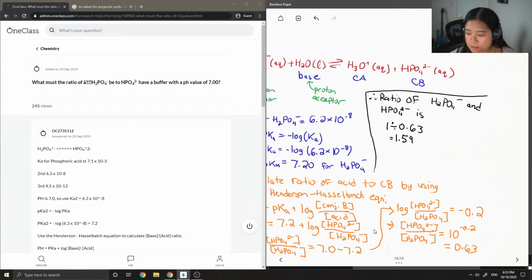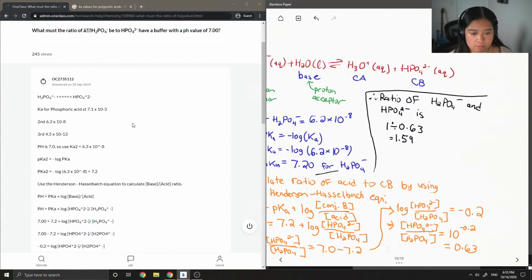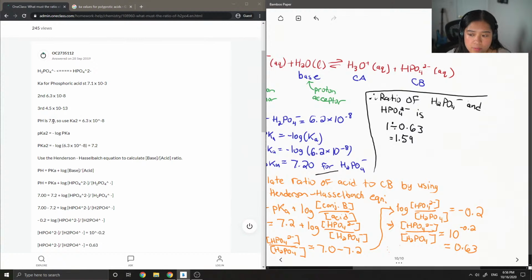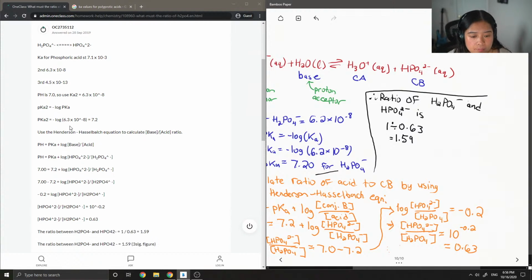Okay, so let's look at the answer that our junior tutor wrote. So they have the Ka for phosphoric acid. Ka1 is 7.1. The second is the 6. They have 6.3, but I got 6.2. It doesn't really matter. They still got 7.2 as their pKa.